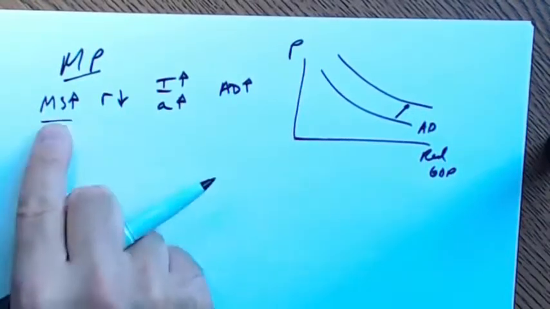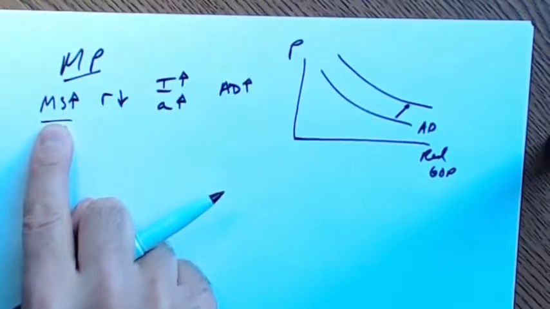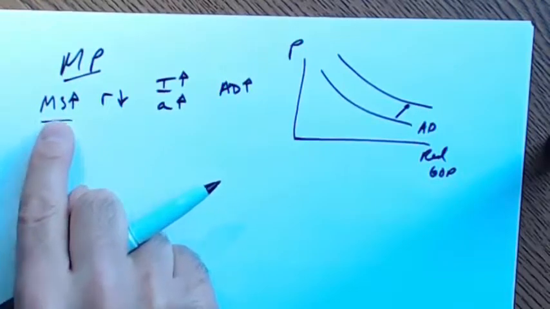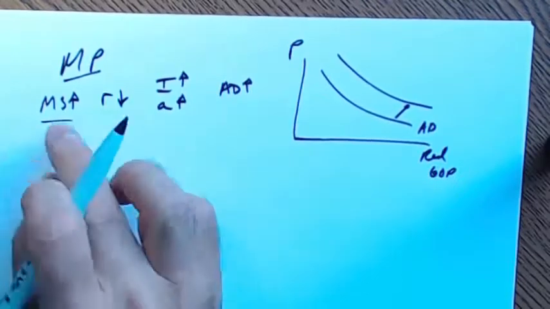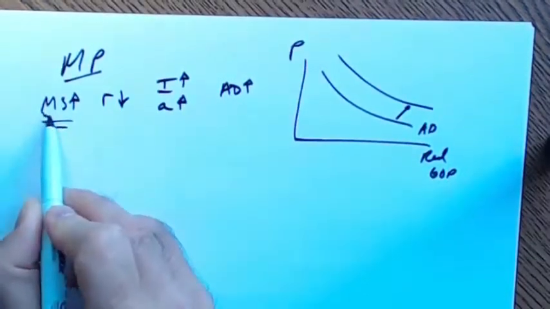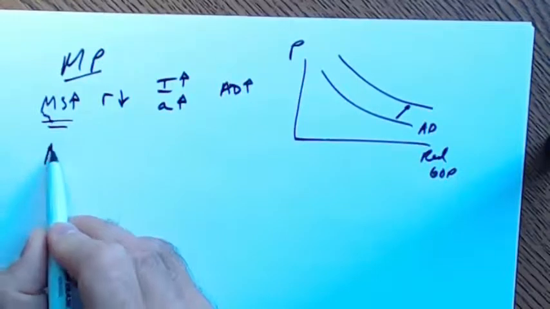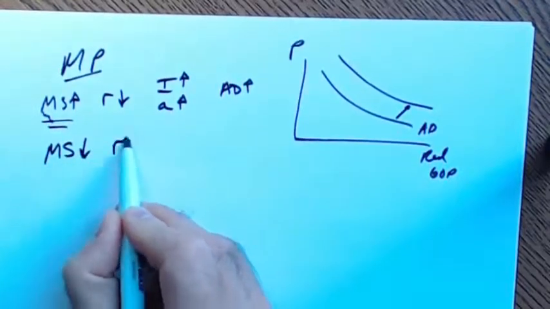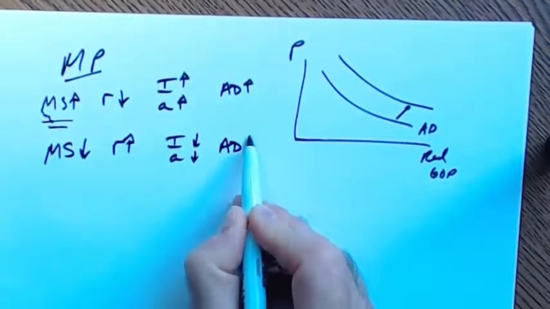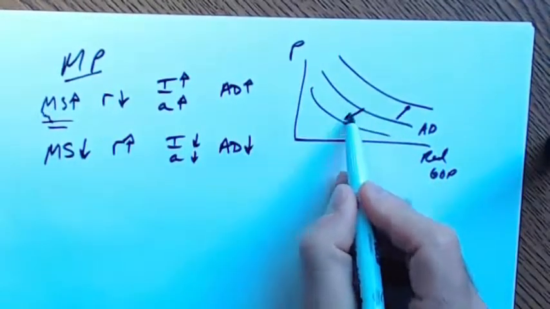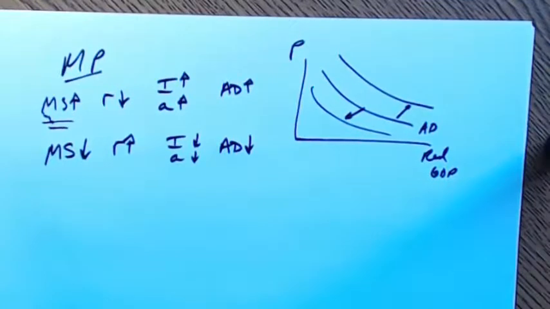Now, it could use the open market operations, like I said before, or it could change reserve requirements, which changes the money supply, or they could use the discount window. But typically, it's open market operations that's driving this change in the money supply. Now, if the money supply drops, interest rates go up, I and A go down, and then the aggregate demand curve goes down to the left, and so we shift to the left. And there you have it.